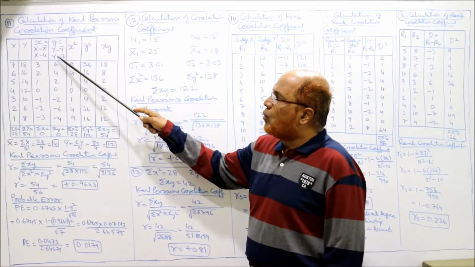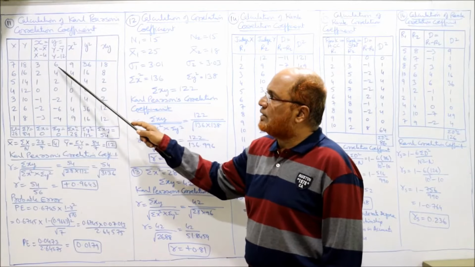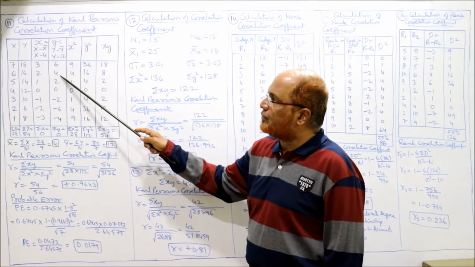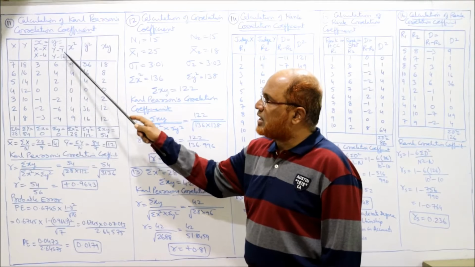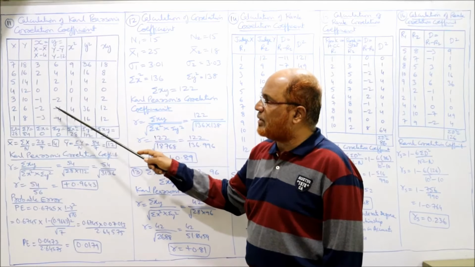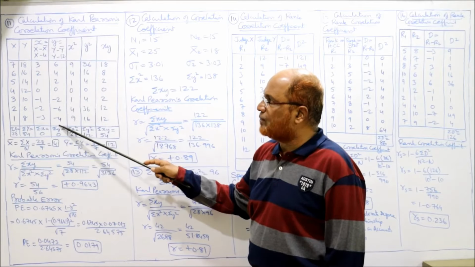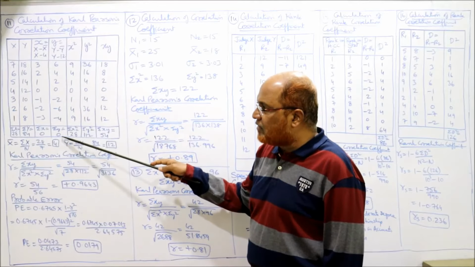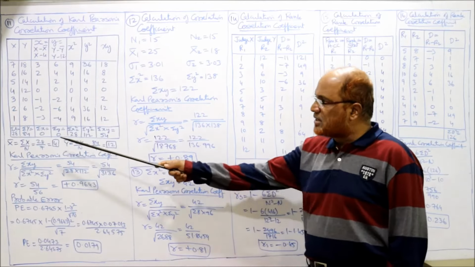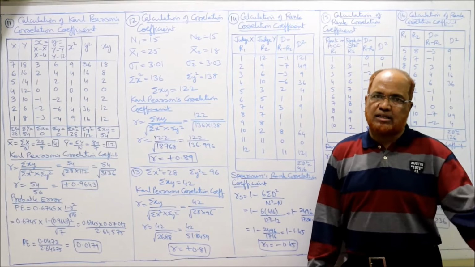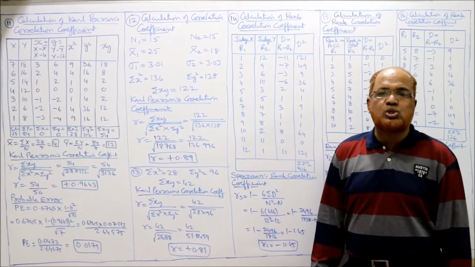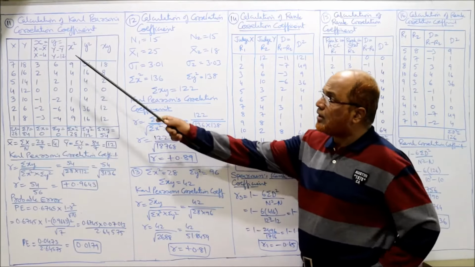Now similarly, Y minus 12: 18 minus 12, 6; 16 minus 12, 4; 14 minus 12, 2; 12 minus 12, 0; 10 minus 12, minus 2; 6 minus 12, minus 6; 8 minus 12, minus 4. Take the total, again we should get 0. So summation x is 0 and summation y is 0. That means we are 100% sure our calculations are right. Now we can proceed to square the values.